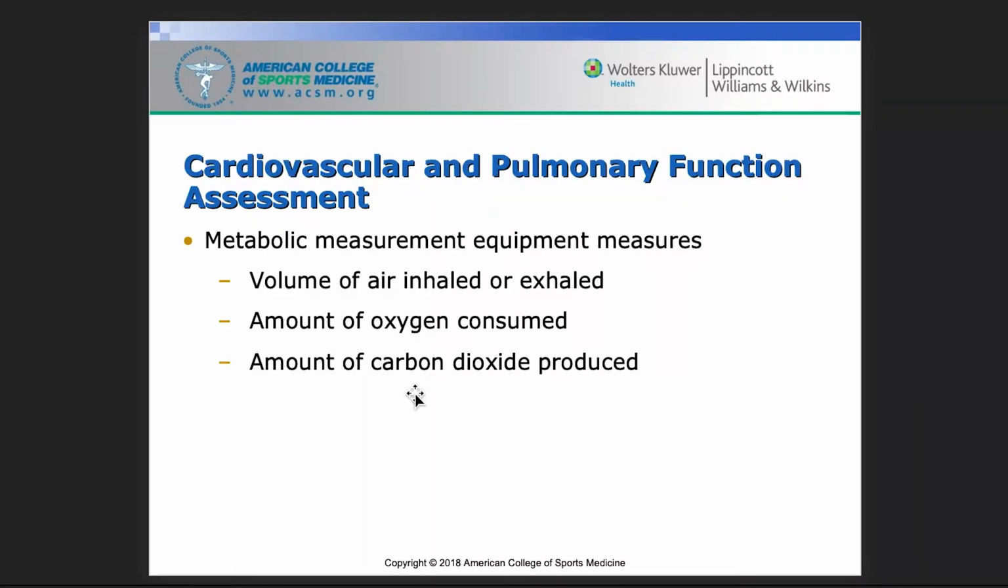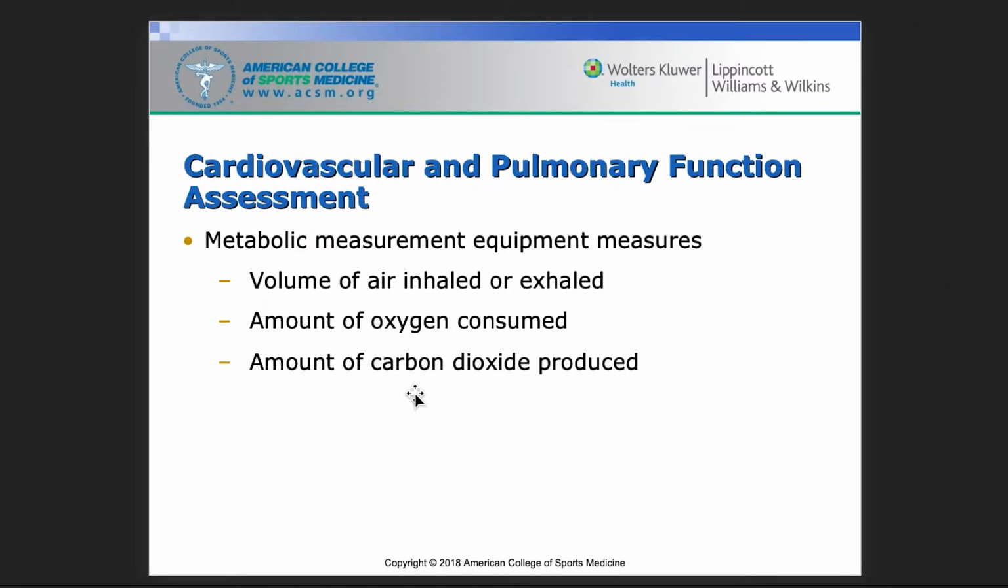Looking at cardiovascular and pulmonary function assessment. There are many different ways we can measure this. We can do it just simply by a stopwatch. We can just have a step test. We can have a walk test. But there are other more advanced pieces of equipment. And these are the metabolic measurement equipment measures that we can get.